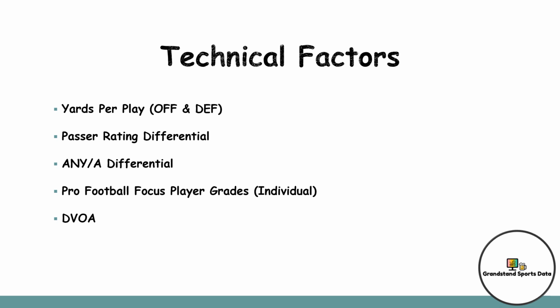Finally, look at DVOA. This is defense-adjusted value over average. It calculates a team's success based on the down and distance of each play during the season. Then it calculates how much more or less successful each team is compared to the league average. Think of it like this: for teams to get to the end zone, they have to get first downs, they have to gain yardage, and this metric measures both of them.